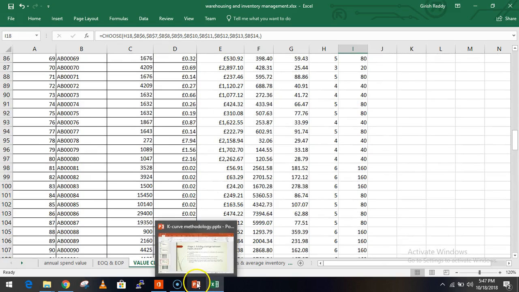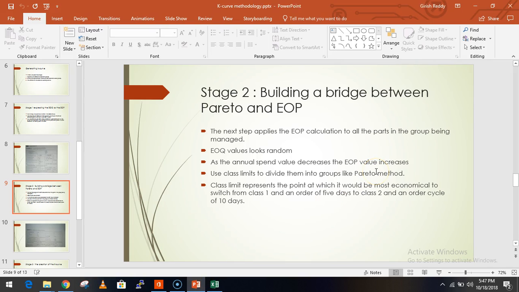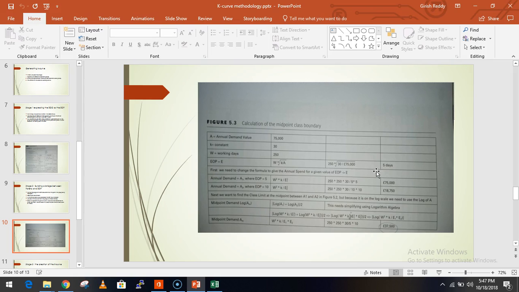And now let us go back to stage 3. We have calculated the EOQ and EOP, and we have separated them into value classes by keeping some class limits. So here is how we calculated the class limit.